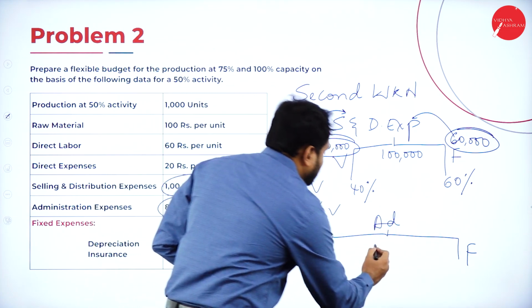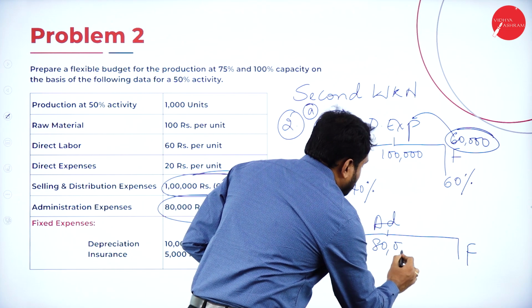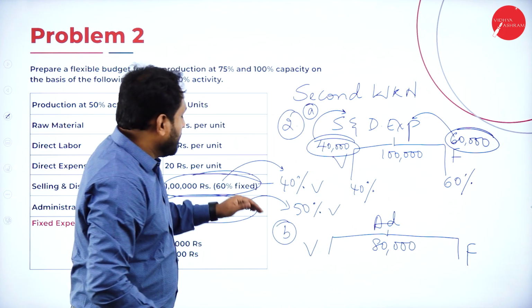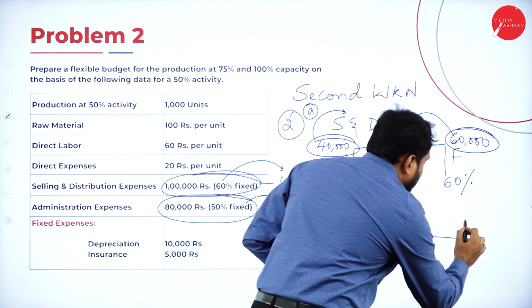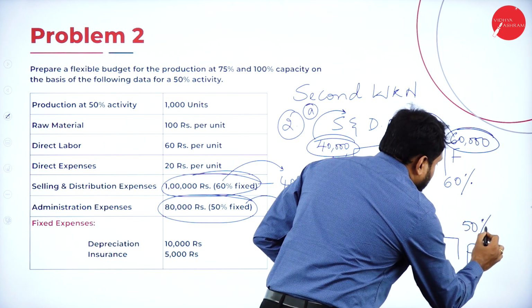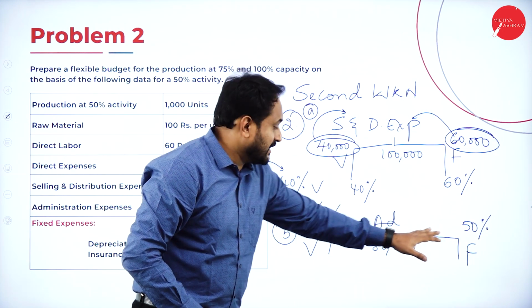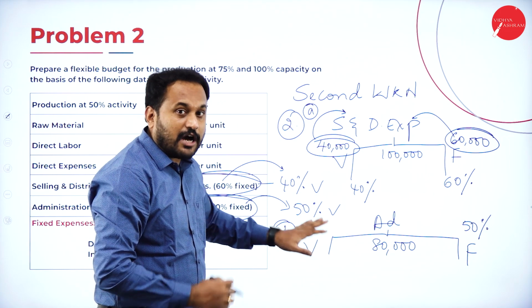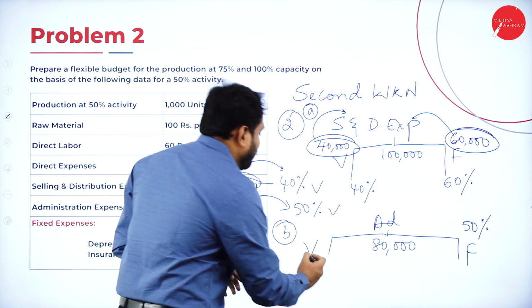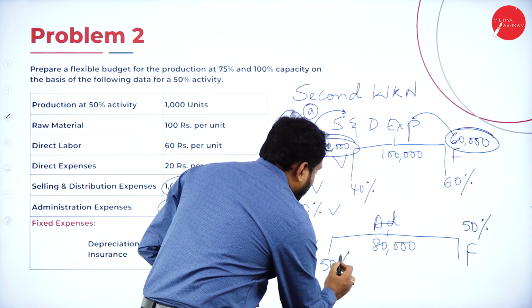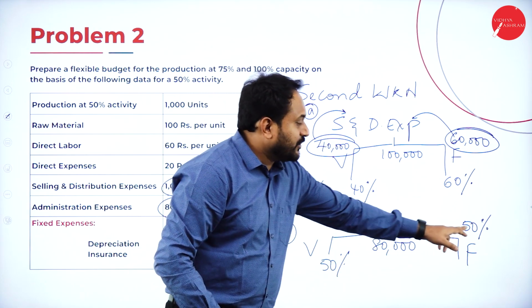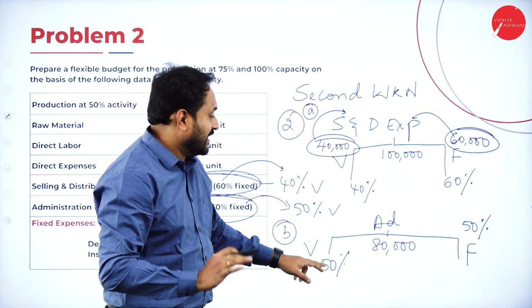Now the administration expenses is 80,000 rupees. And they said that 50% is fixed. So here you write 50% is fixed. Now when 50% is fixed, how much percentage is variable? Again 50%. The reason here is if you add both, you should get 100%. That is what the thing is.